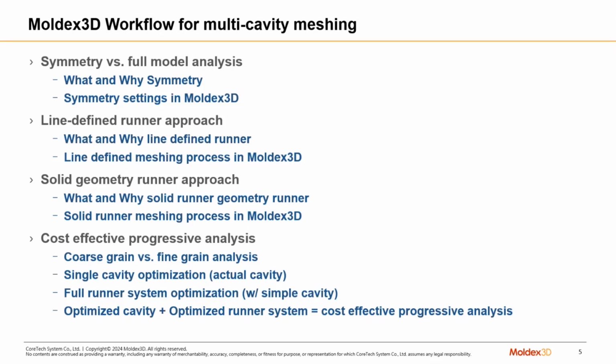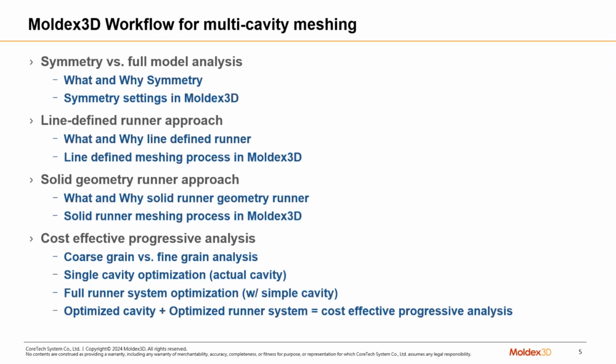setting. And then we're going to talk about different approaches when it comes to multi-cavity tools and meshing multiple cavities and the runner system. One of them is the line-defined runner approach. So we'll talk about what it is, why line-defined runner is important, when to use it, and also we'll talk about the process on how to go about it inside Moldex 3D.